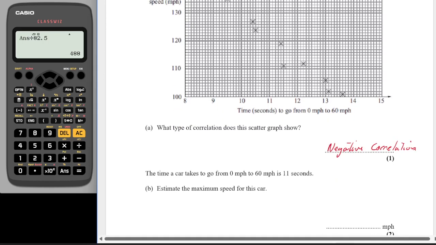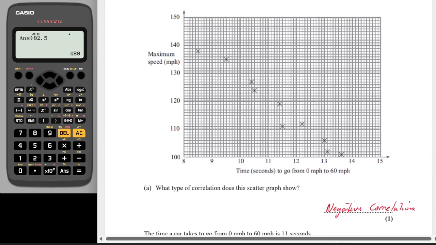And part B, estimate. The time a car takes to go from 0 to 60 is 11 seconds. Estimate the maximum speed of the car. And this is a typical 2-mark question. So the first mark is for your line of best fit.